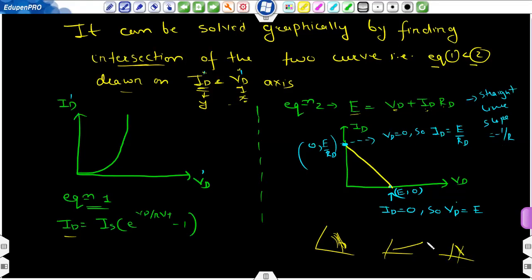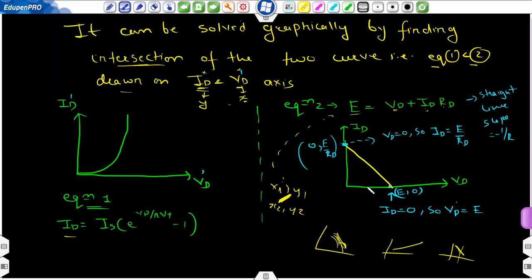Now what you can do is find just two extreme points. If you know the value of x1, y1 and x2, y2, then you can join these two points, and that will satisfy this equation. So these points can be easily found.